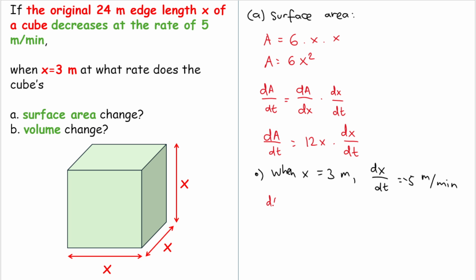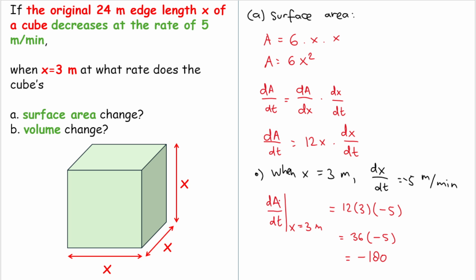Good. Now what we need to do is just plug in the numerical values. So we'll have dA over dt when x is equal to 3 meter. We will have 12, and then x here is 3 meter, so we put 3 here, and then we will have minus 5 here. 12 times 3 is 36, and it still needs to be multiplied by minus 5. And so we will have minus 180.